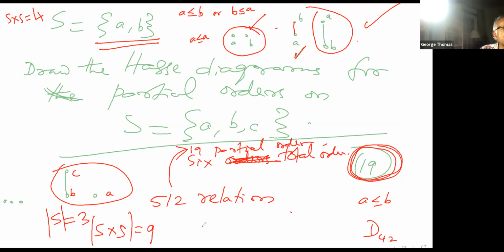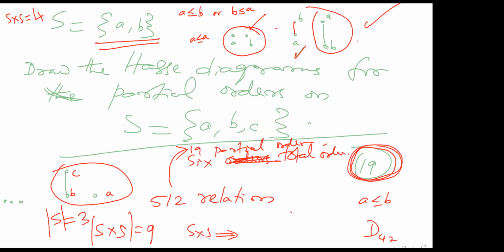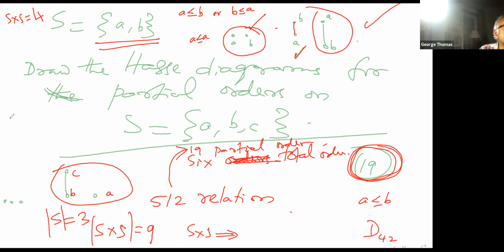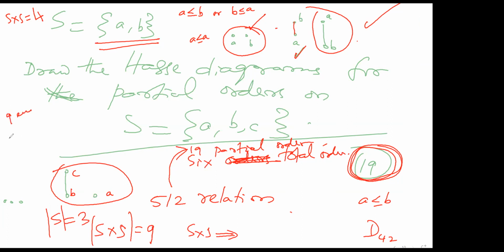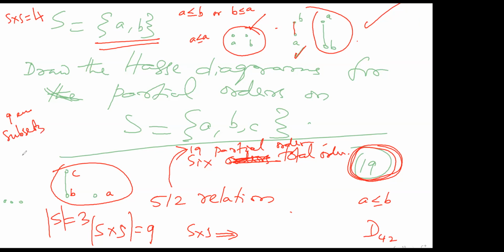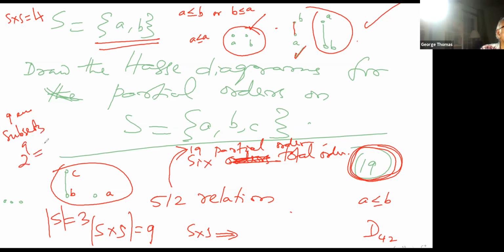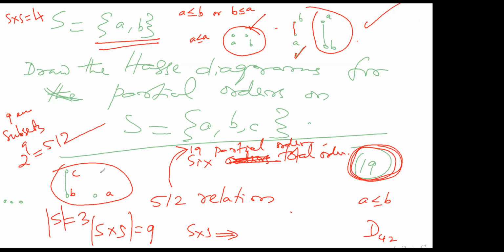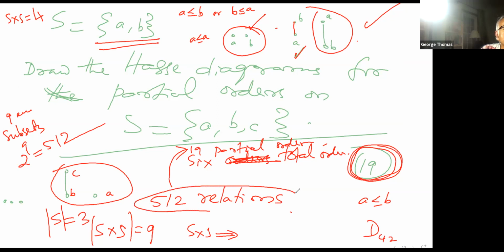Then how many subsets does S cross S have? A set with 9 elements has 2 to the power 9 subsets, which equals 512. So you see, there are 512 relations on this little set. Can you believe that? Out of that, only 19 are partial orders.